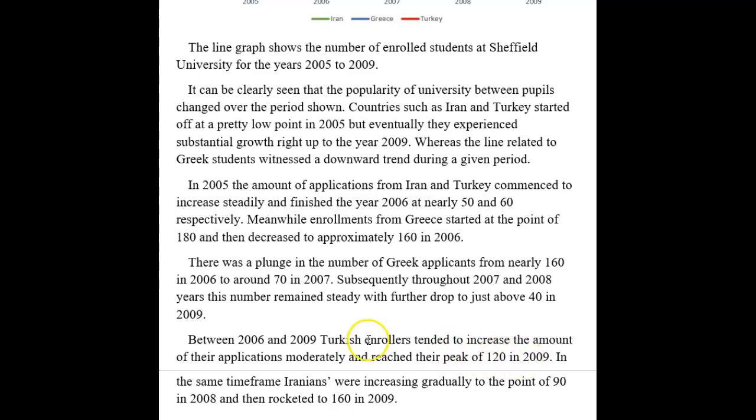So what's the last figure you gave us for Turkey? Last figure you gave us was over here in 2006. You said 60, right?